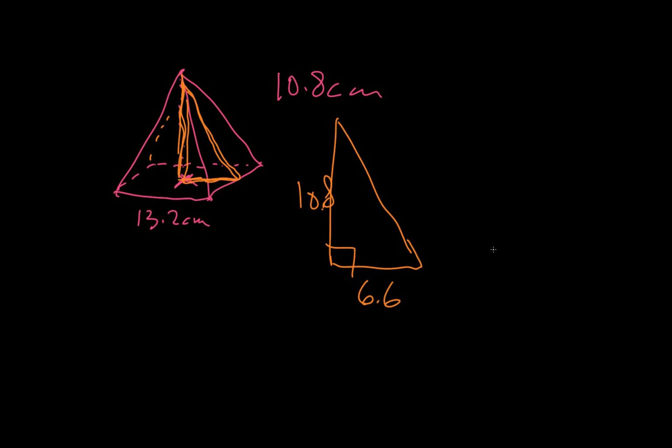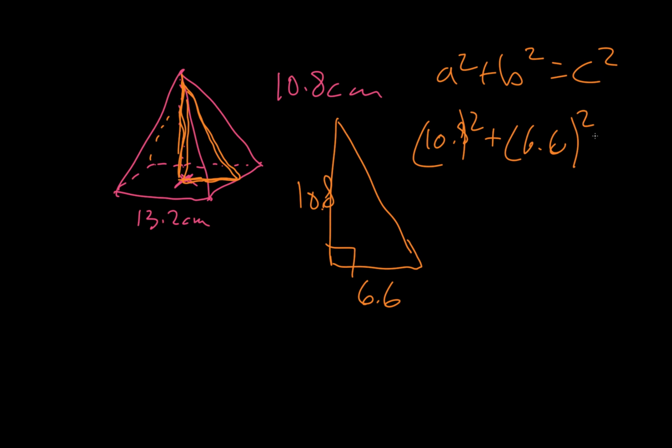Okay. So using Pythagorean Theorem, whoops, that's not it. So we're using a squared plus b squared equals c squared. So it's going to be 10.8 squared plus 6.6 squared equals c squared. And if we solve for c, we'll square root both sides. Plug all of this into a calculator.